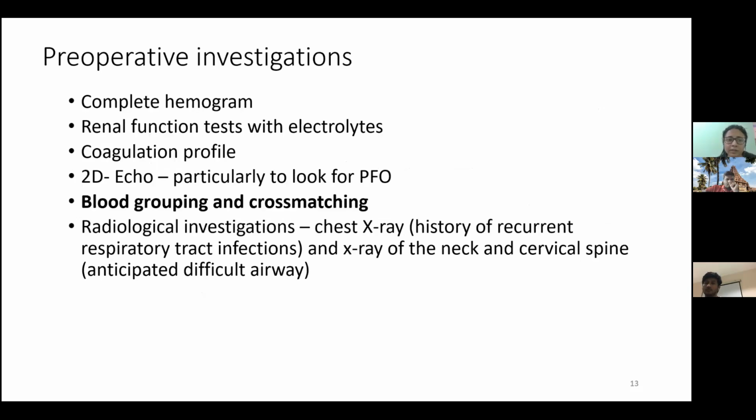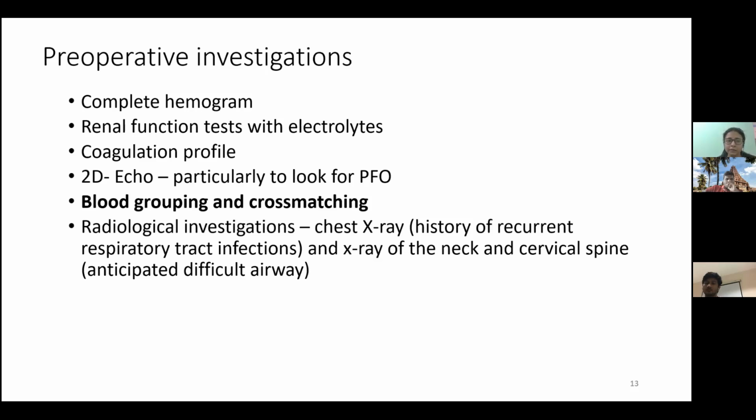Coming to preoperative investigations, a complete hemogram is an absolute must. We have to know the baseline hemoglobin. It's a major procedure with the potential for massive blood loss. Renal function tests with electrolytes are needed, because large fluid shifts are anticipated during the course of most of these surgeries. A coagulation profile is not mandatory but desirable, because in case of massive transfusion, coagulopathy may develop during the course of the surgery and even post-operatively. So we need a reference to compare with post-op.